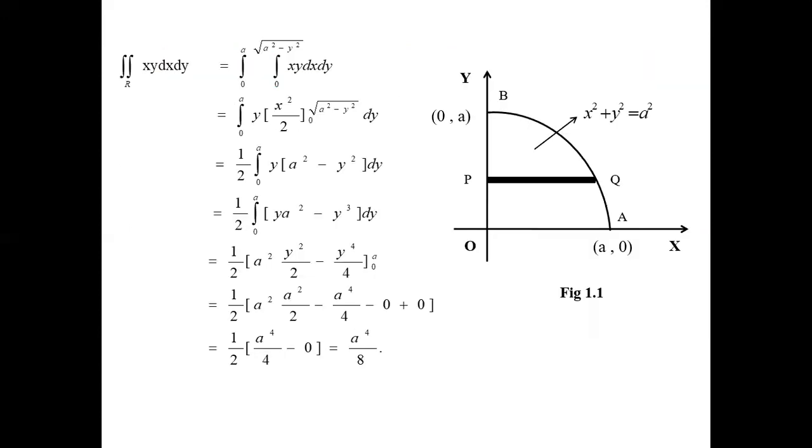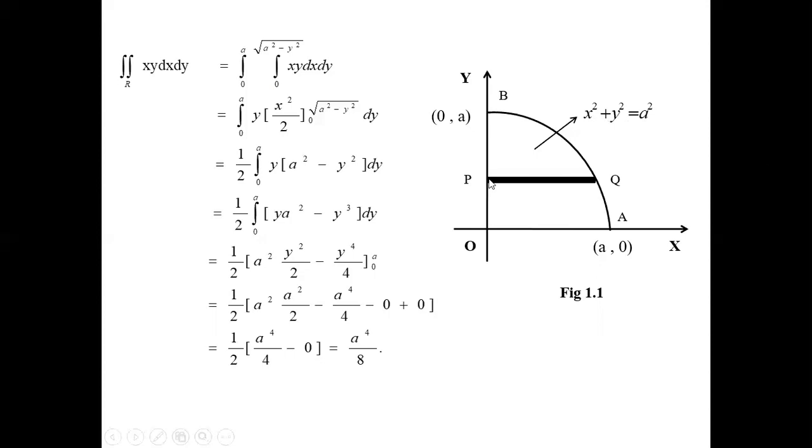If you see this figure, this is the origin, and this is the equation of the circle x square plus y square is equal to a square. So this becomes the positive quadrant. Now this region OAB is the region of integration. So we want to integrate now. How to integrate? First we find the limits for x and y.